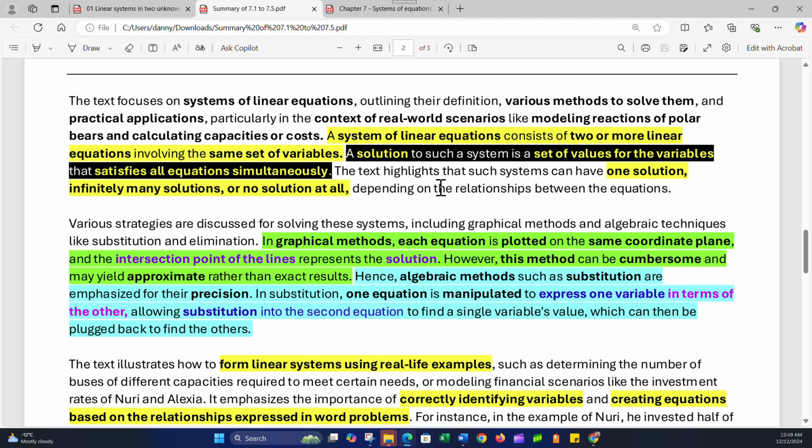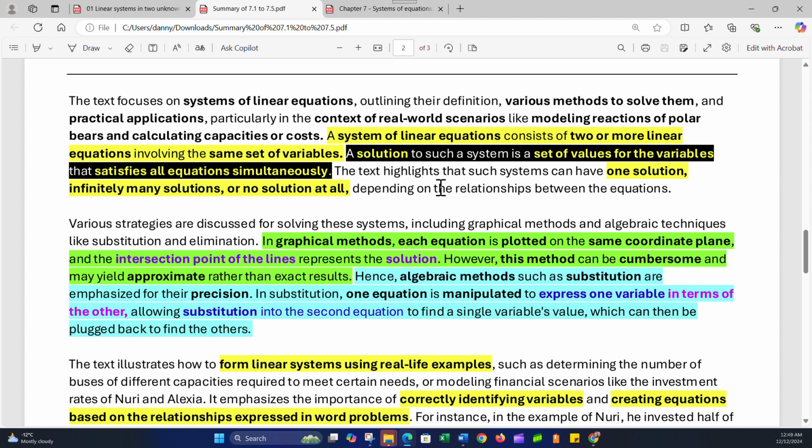They will solve both equations because the equations are related. The text highlights such systems can have one solution, infinitely many solutions, or no solutions at all. So that's important. Systems of linear equations can't have three solutions. That's not a thing. They don't have 4 or 5 solutions. They have one unique solution, which is what all of our examples so far have taught us.